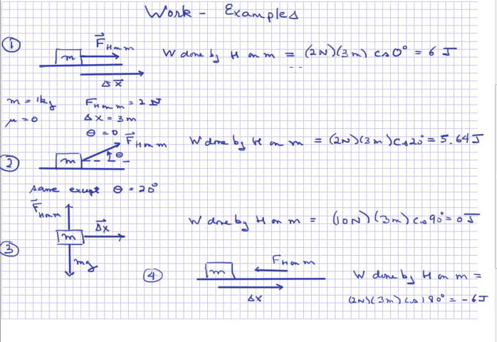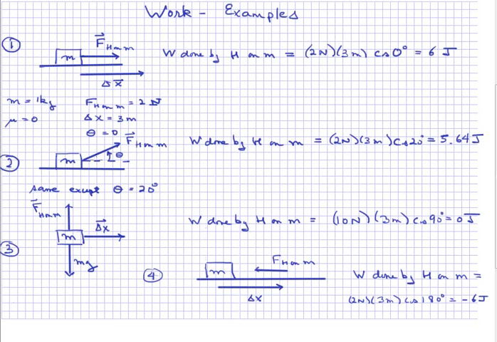note the turn of phrase here, is equal to the magnitude of the force, that would be 2 newtons in our example, the magnitude of the displacement, that's 3 meters, and the cosine of the angle between those two vectors, cosine of 0 is 1, and so that's simply 6 joules.